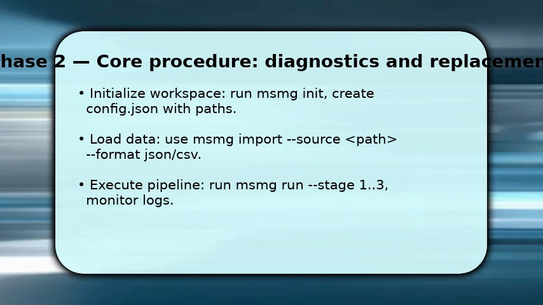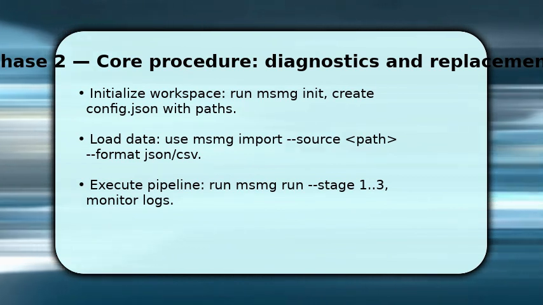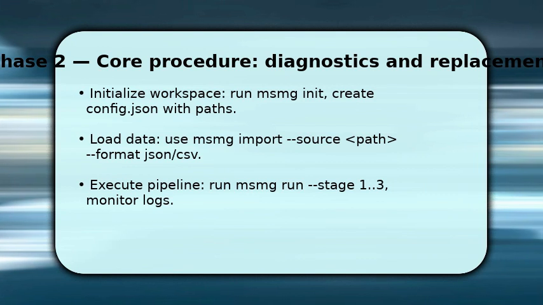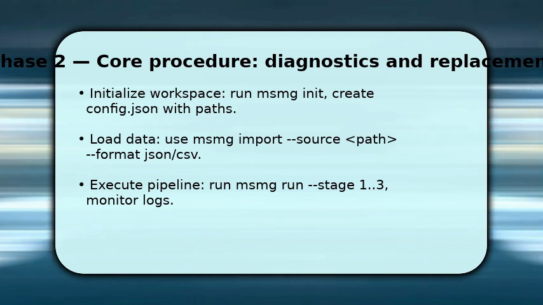After data is loaded, execute the pipeline in stages with msmg run stage 1-3. This lets you isolate failures. While it runs, watch the log stream for warnings and adjust config parameters if performance or memory usage spikes. You finish by validating outputs using msmg validate, which compares.